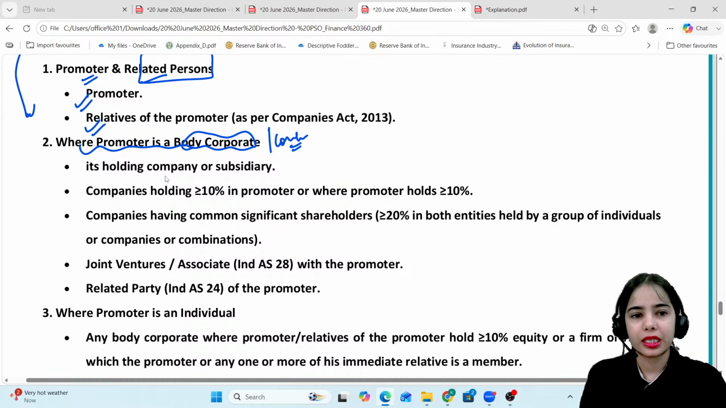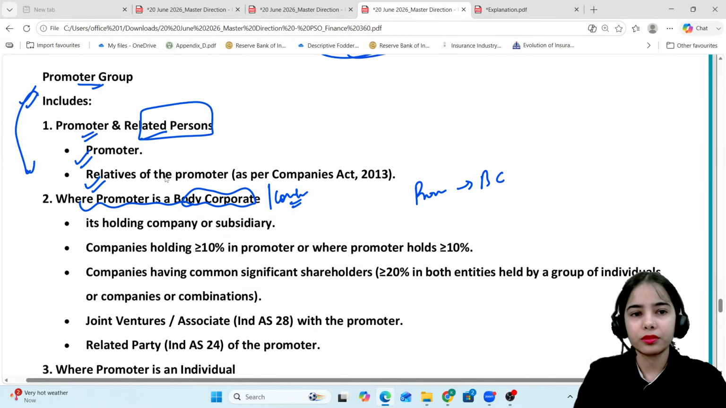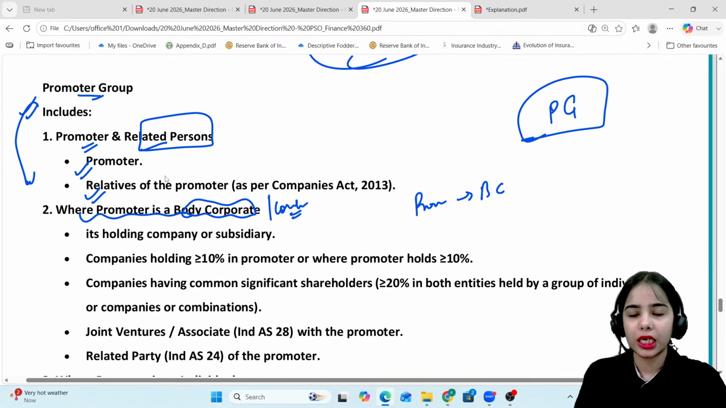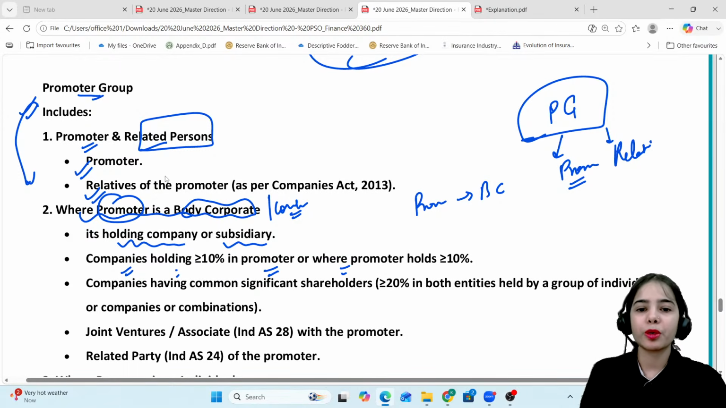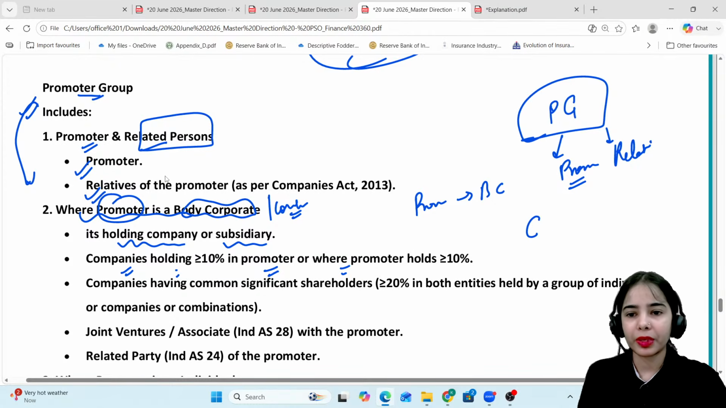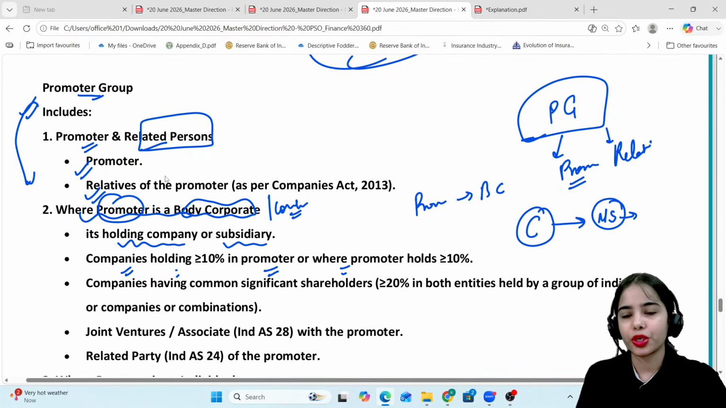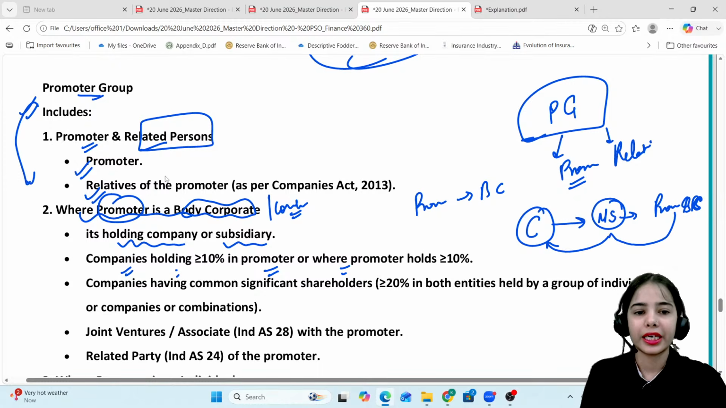In the promoter group, the promoter itself comes, and the relatives of the promoter come. If the promoter is a company or body corporate, the holding company or subsidiary of the promoter, the companies holding 10% or more in the promoter, or where the promoter holds 10% or more. That means companies having substantial interest or major shareholding in the promoter's body corporate, or where the promoter's body corporate has a major shareholding of 10% or more in the company. These kinds of companies will come under the promoter group.